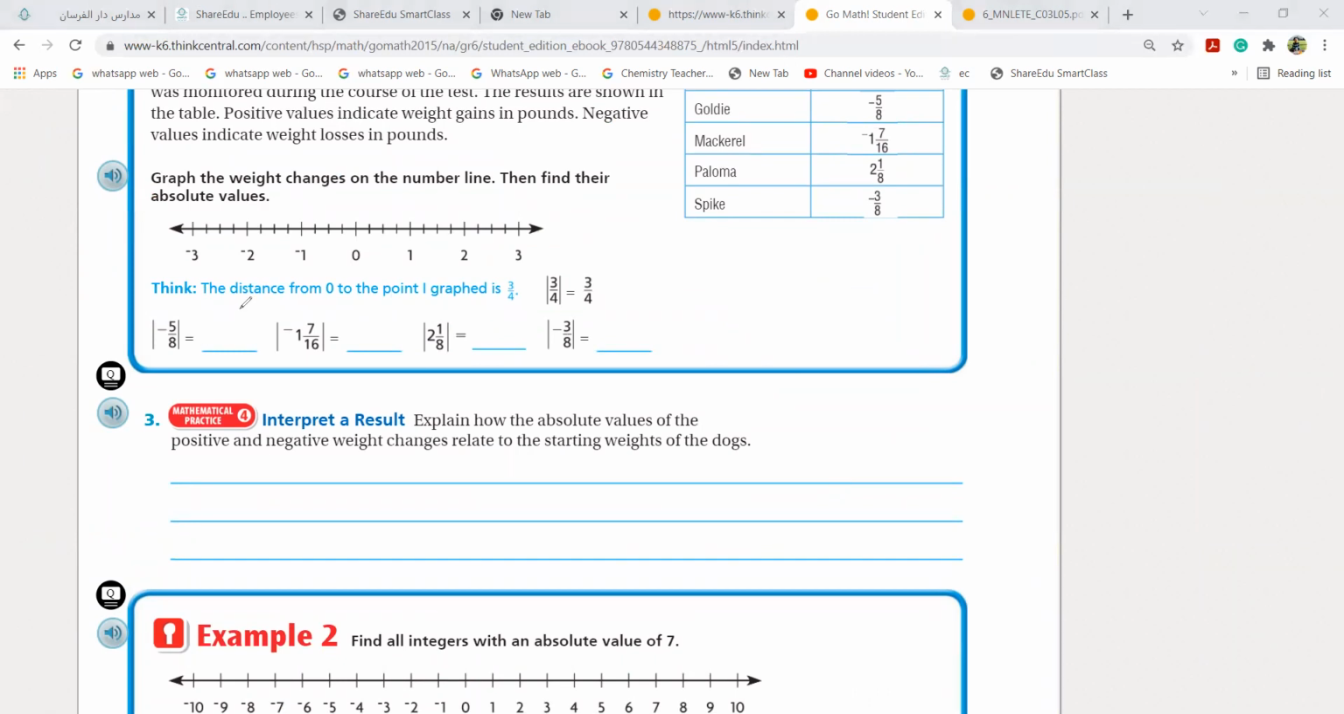For this, it will be positive 5 over 8. This will become 1, 7 over 16, 2, 1 over 8, 3 over 8, right? Now, how to plot this? What do you think, girls? Where is 5 over 8 in the number line? If I plot 5 over 8, you can just do, you know.